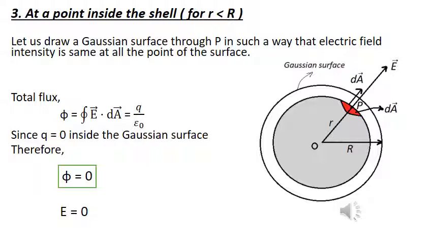So, total flux can be written as phi is equal to closed integral E dot dA is equal to Q by epsilon naught. Here, there is no charge inside the Gaussian surface, so the charge enclosed by the Gaussian surface is equal to 0. Hence, flux will be equal to 0, and therefore electric field intensity inside the spherical shell is equal to 0.